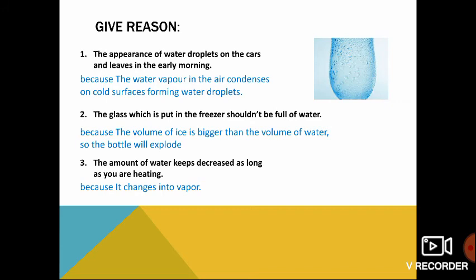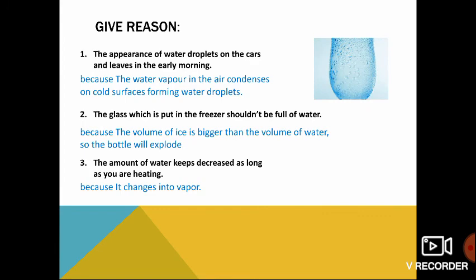We will have an important question type, like give reason. Number 1: the appearance of water droplets on cars and leaves in the early morning. You will observe drops of water on your car in the early morning because the water vapor in the air condenses on cold surfaces, forming water droplets.